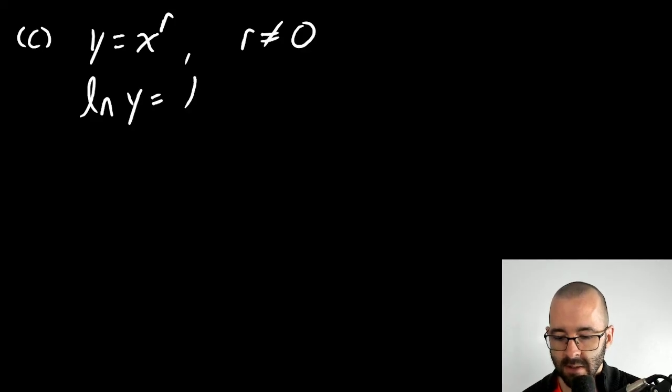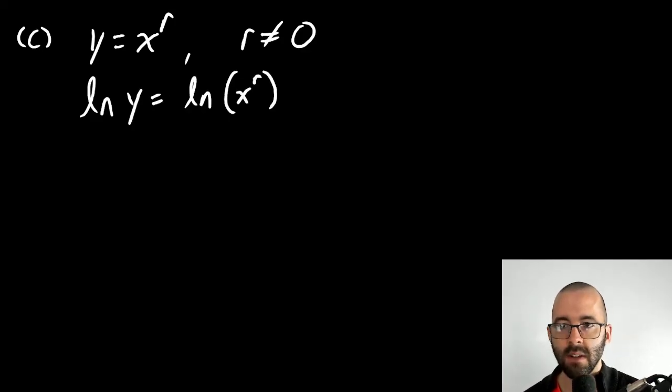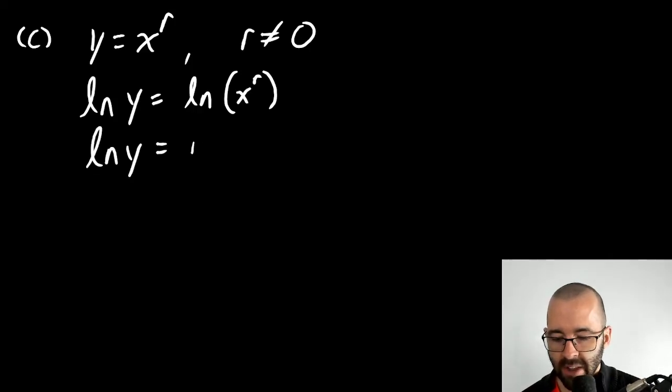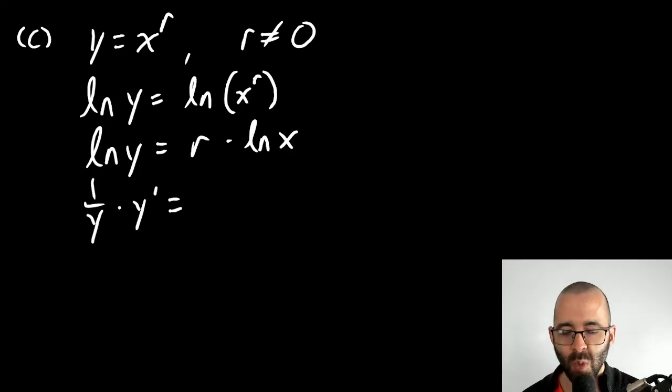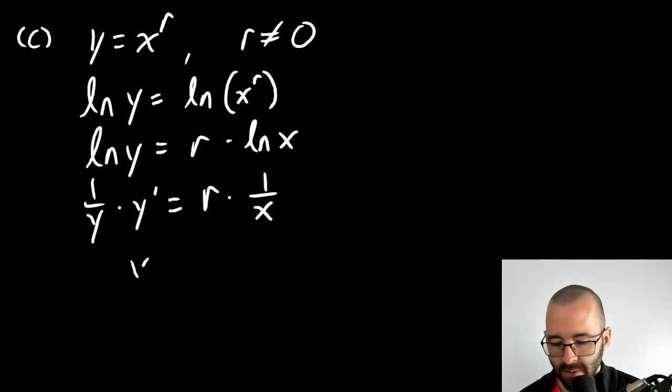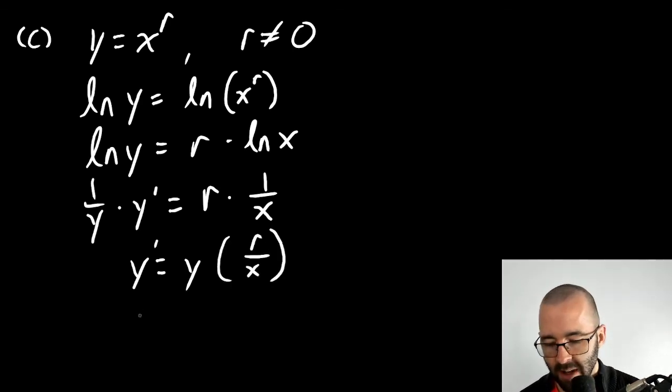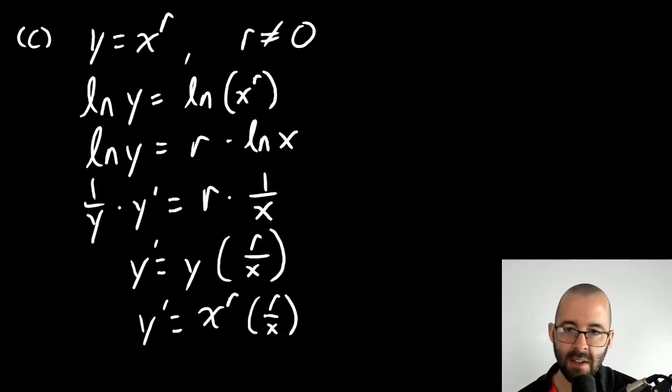Natural log both sides. Take the derivative. Oh, simplify first. That exponent comes down. Take the derivative of both sides. I'm going to write y prime this time. Constant multiple rule says this is the derivative of that right-hand side. Multiply both sides by y. And replace out y. Y is x to the r. This is another way of getting to the power rule. Another way of proving the power rule.